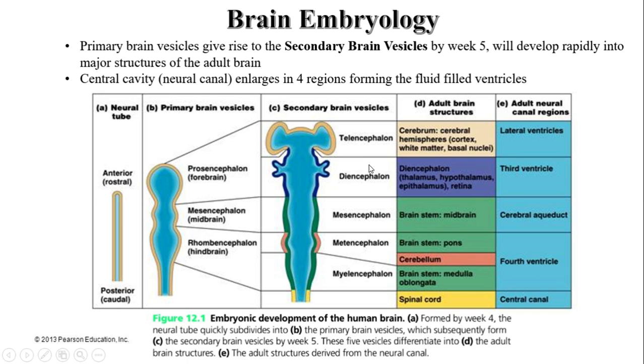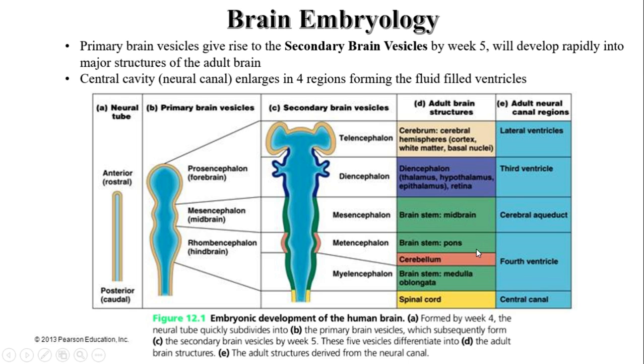Next would be the diencephalon, in which the diencephalon will consist of the thalamus, the hypothalamus, and then the epithalamus, and then it also includes the retina of your eye. The retina of your eye is also included within the diencephalon, and then the mesencephalon, we already said, just becomes the midbrain of the brainstem. Then the metencephalon here is going to eventually become your cerebellum, and then your pons.